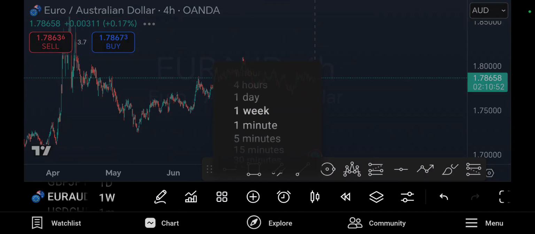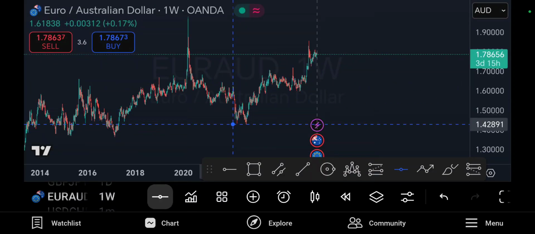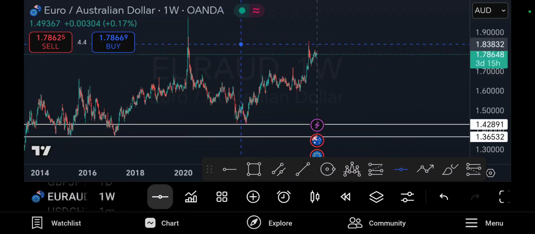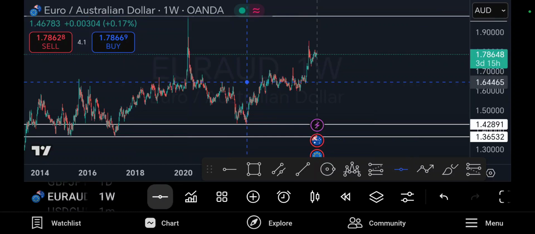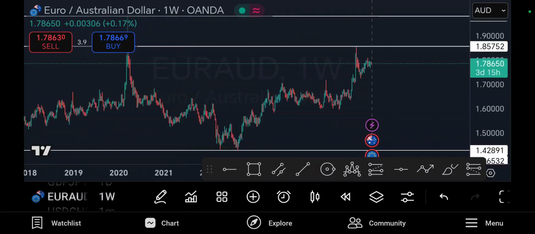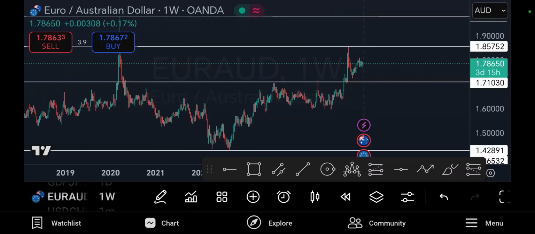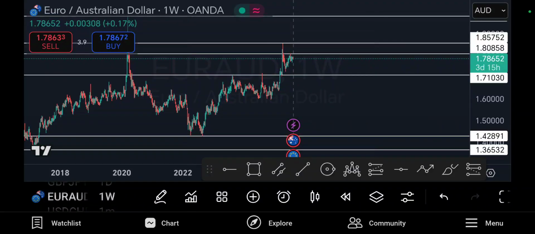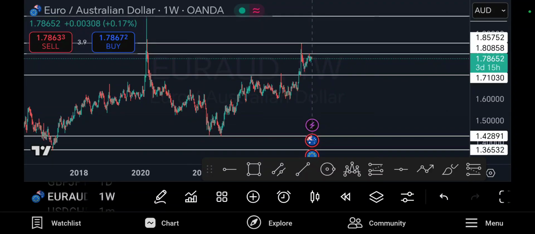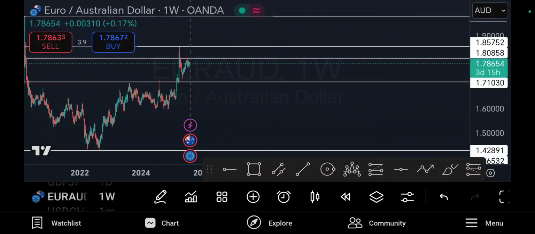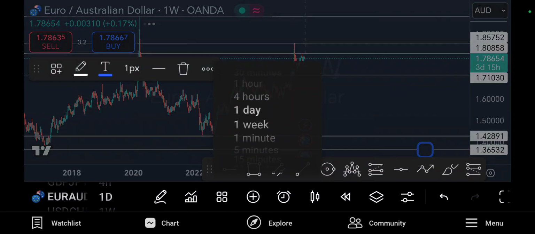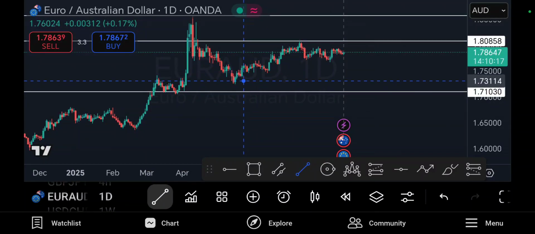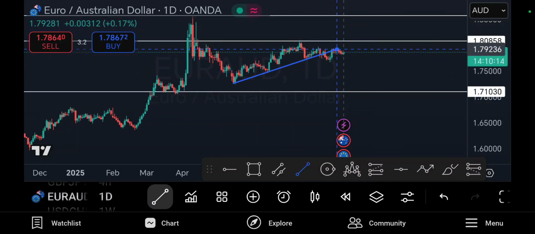So moving right along, go to the weekly. This is Euro AUD. We have that there, this also there, this here. We also have this here, we have this there, we have this here. So with that also, these selling opportunities are coming in, or rather, they've already formed. So we have this like this. See?